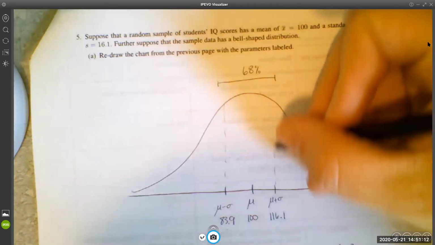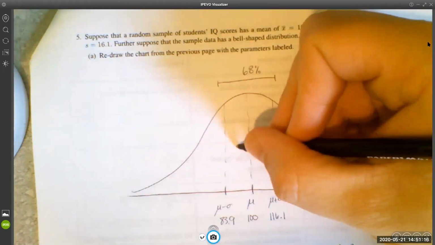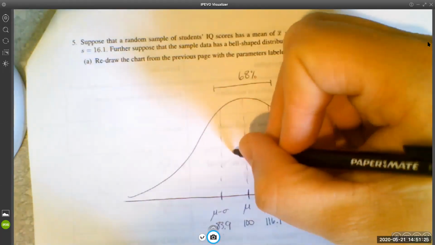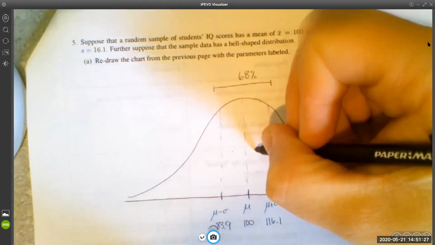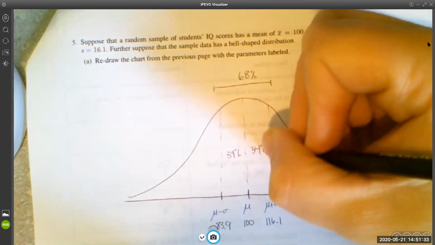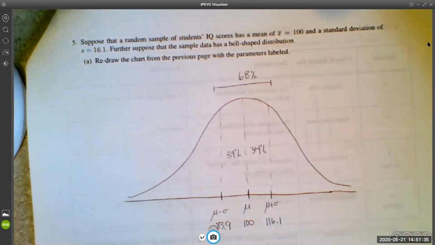Now, if you want to figure out how much of that 68% is here and how much of it is here, well, you can use the fact that a bell-shaped distribution is symmetric. So exactly half of the 68% is here and half of it is here, right? Half of 68 is 34. So 34% of the data is there, 34% of the data is there. Okay. So that's within one standard deviation.